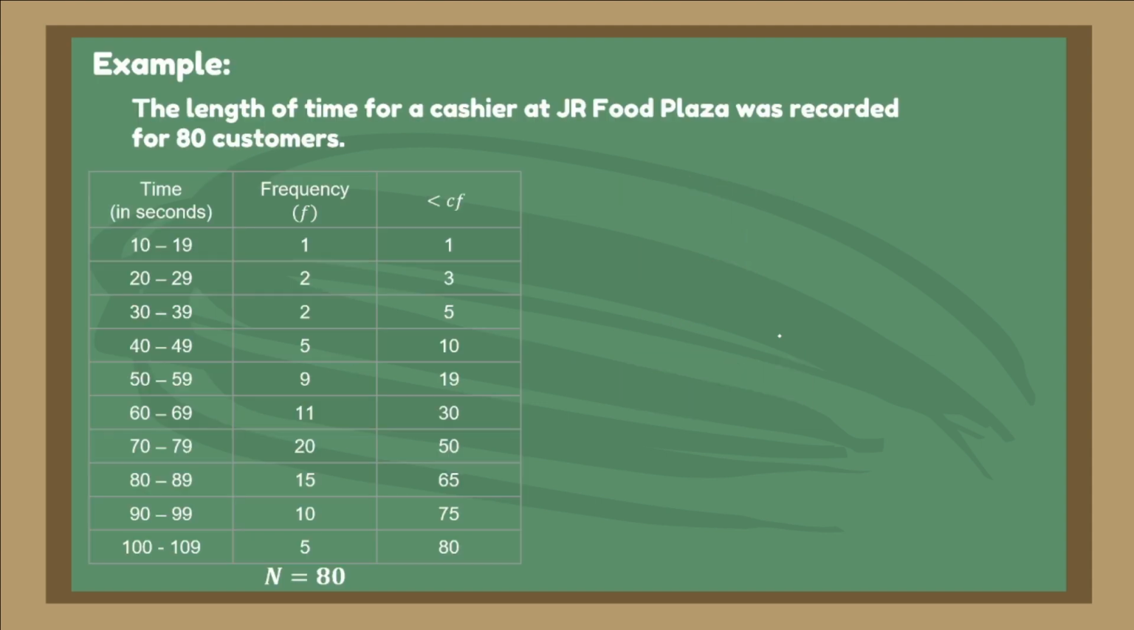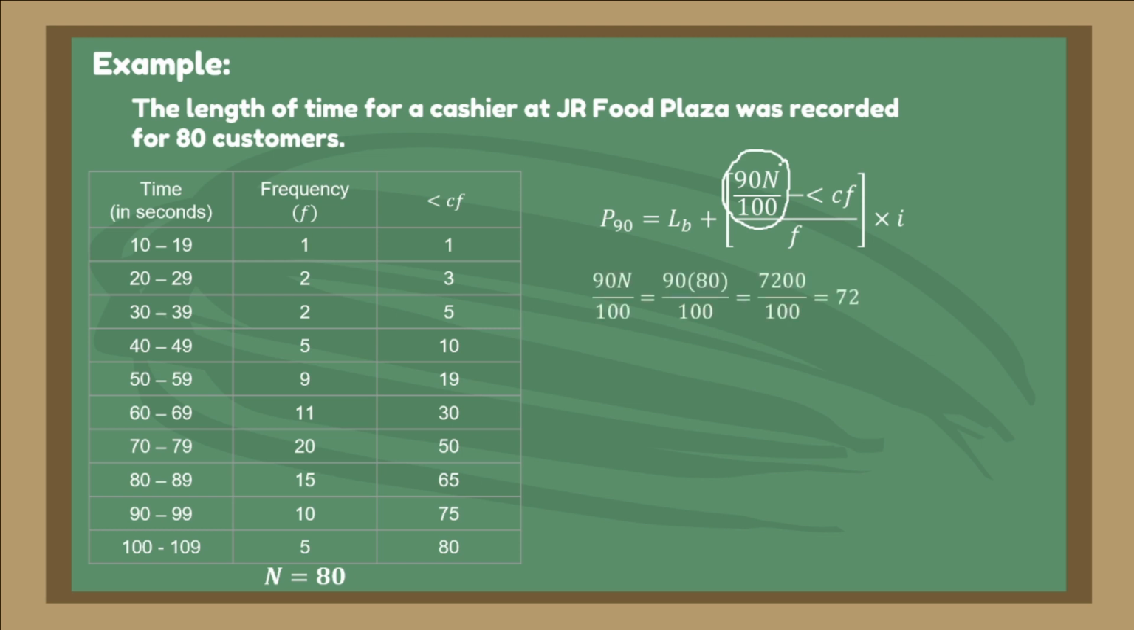Okay, so let us now solve the P90. The same procedure as P10. We are going to solve first the 90n over 100. Our n is 80, so 90 times 80 we have 7,200, then divided by 100, our answer is 72. Now we are going to find 72 in the less than cumulative frequency column. There is no 72, so we're going to choose the next number higher than 72, which is 75. Therefore, this is our P90 class, and we will base our values from this row.